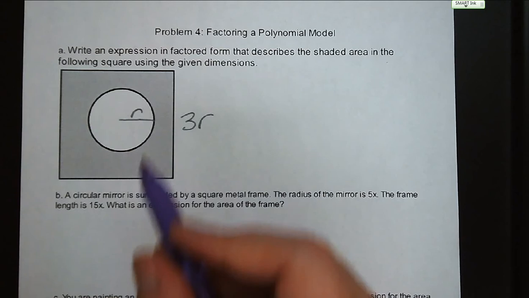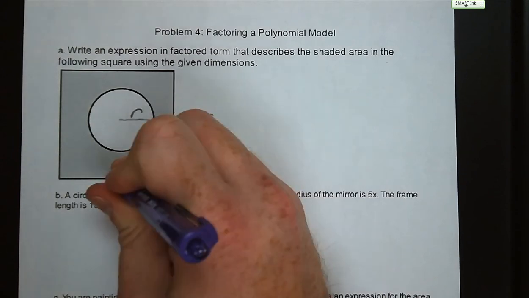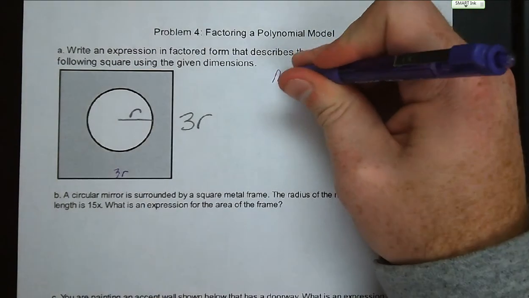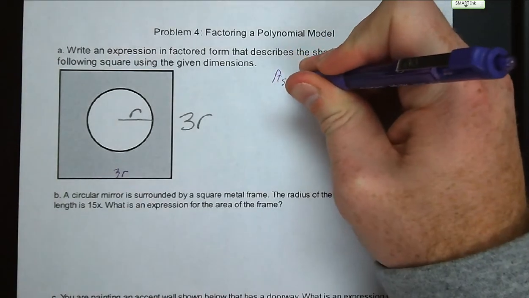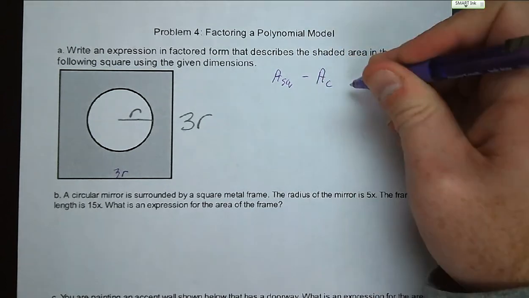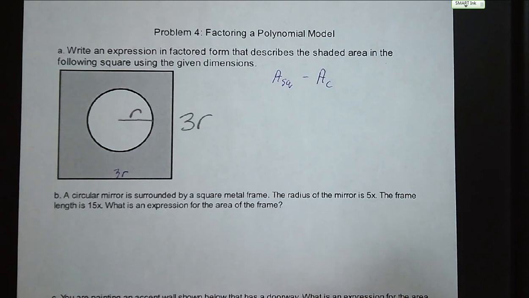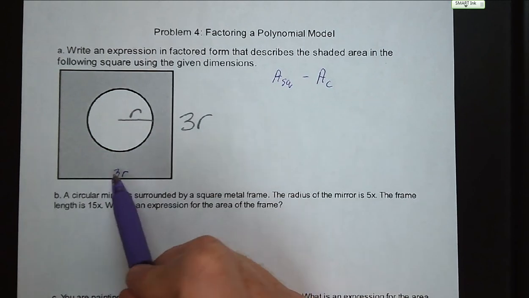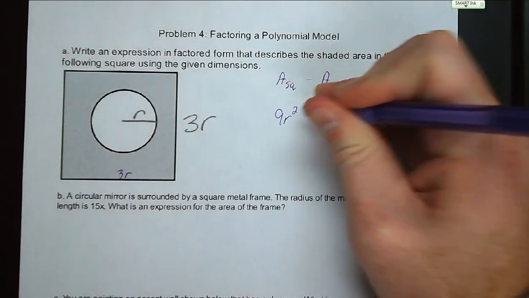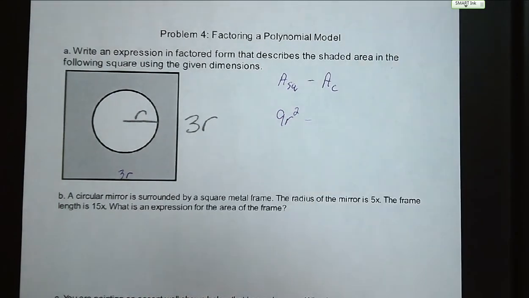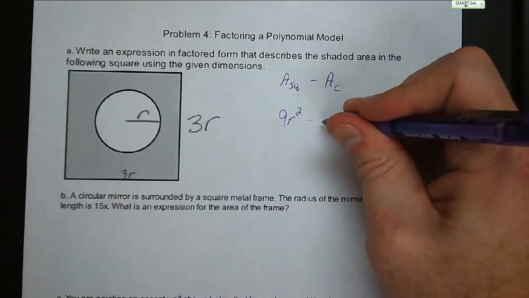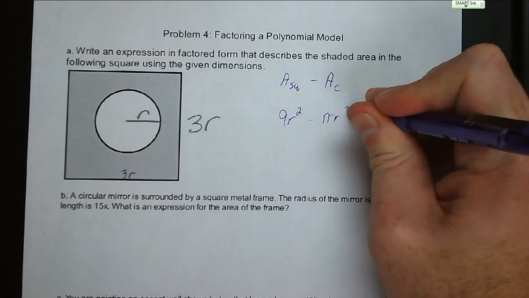So we're told it's a square, so we know that it's 3r and 3r. So area of the square, and I'll say A of SQ, minus the area of the circle is what we want to do. So what's the area of the square? Well, it's 3r times 3r, which is 9r squared, minus the area of a circle, which is pi r squared, and our radius is r. So that's pi r squared.